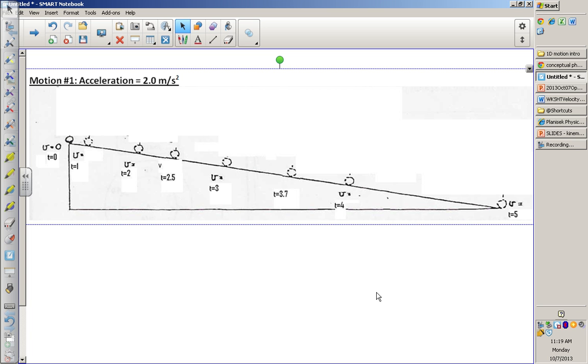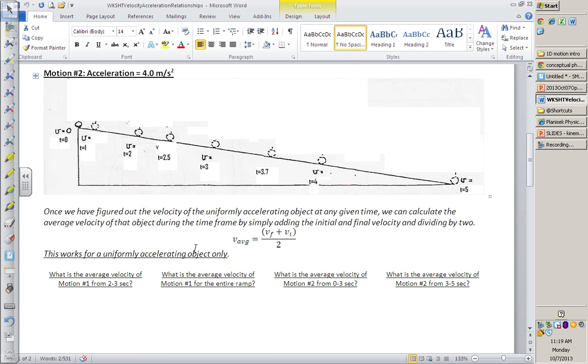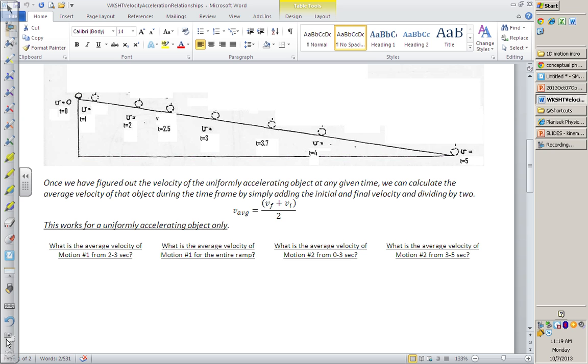So let's start now looking at the relationship between how fast it's going and how far it goes. The next part of your sheet there, first there's another ramp here. You guys are going to handle that later on.